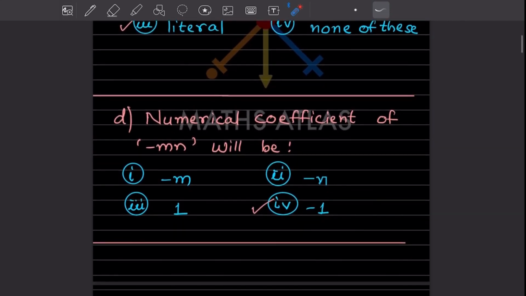Now the numerical coefficient of minus mn will be how much? So what are you going to do here? Minus mn, here this is the variable, but minus is there. So there is a 1 which we cannot see. So the coefficient of that is going to be minus 1 and not 1. Okay, so your answer should be minus 1.